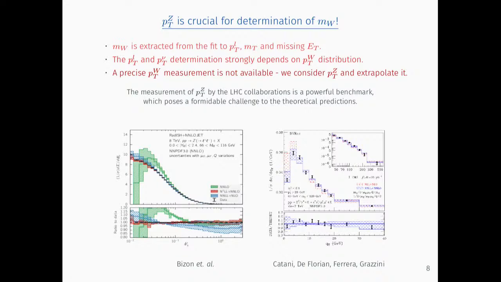So why Z boson production is important for MW is that MW is extracted from the charged current region, but for that we have a problem. We cannot really account for the missing pT coming from the neutrino. So what we actually need is the lepton pT and also the pT of the W to account for that. And pT of the W can basically be extrapolated from pT of the Z, because Z production and W production are both equivalent from the QCD perspective. So that's why Z production is very important to measure MW very precisely.